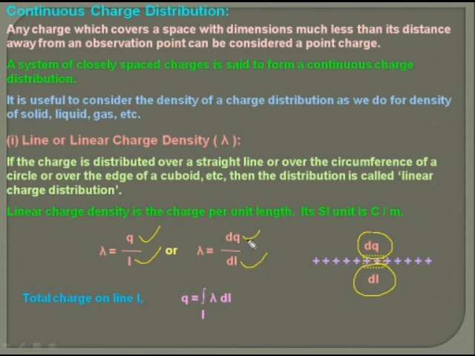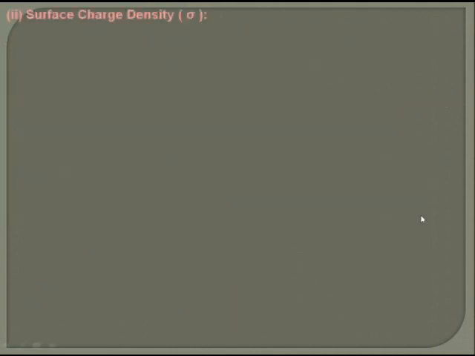So the amount of charge can be calculated as lambda times dl, integrated over the length of the conductor. This is the expression you have to remember, because we will use this expression very much. Now move to surface charge density.